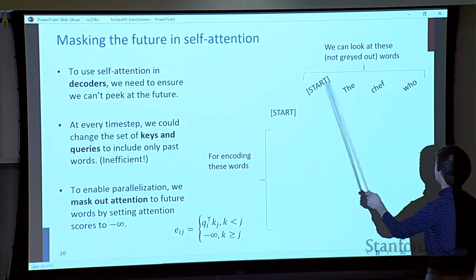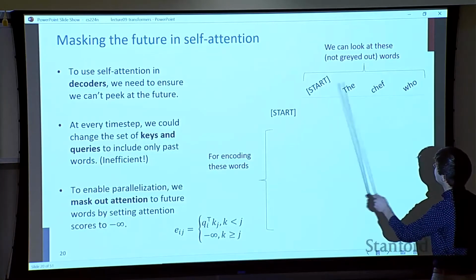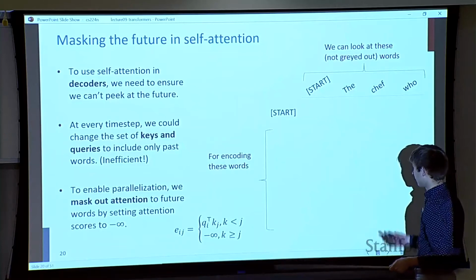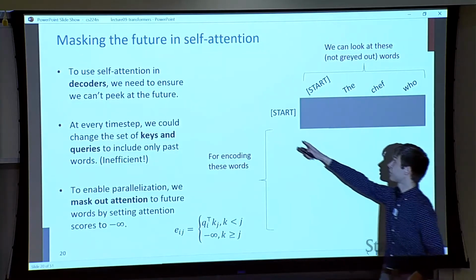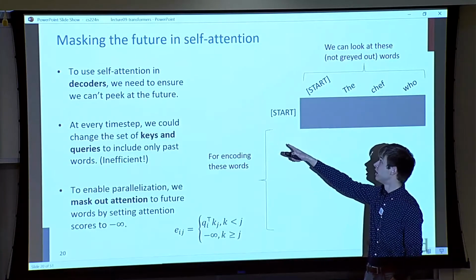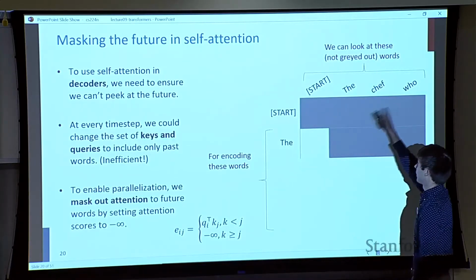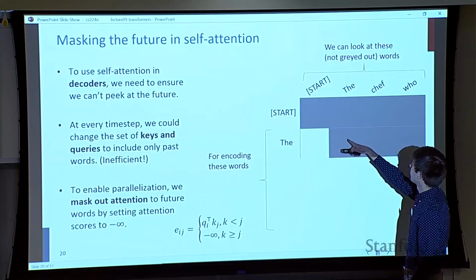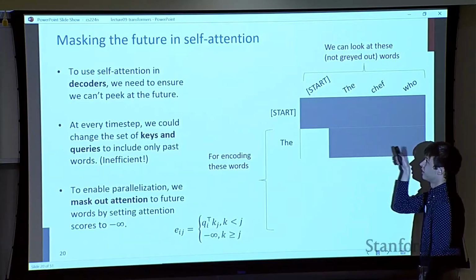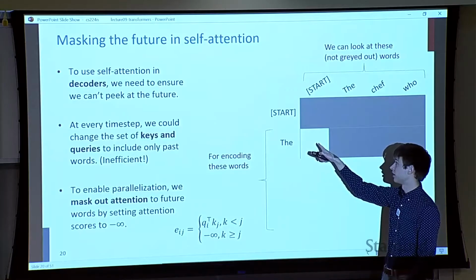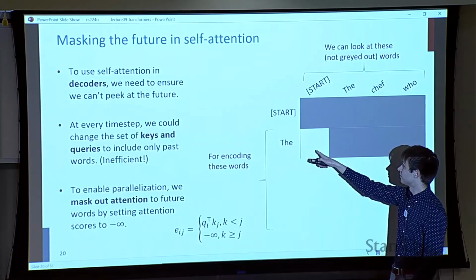You want to decide, this is your whole sentence now, which words in the sentence you're allowed to look at when making your predictions. So I want to predict the first word. And in order to predict the word, I'm not allowed to look at the word itself. I'm also not allowed to look at any of the future words. I am allowed to look at the word start. So this kind of block is not shaded here.